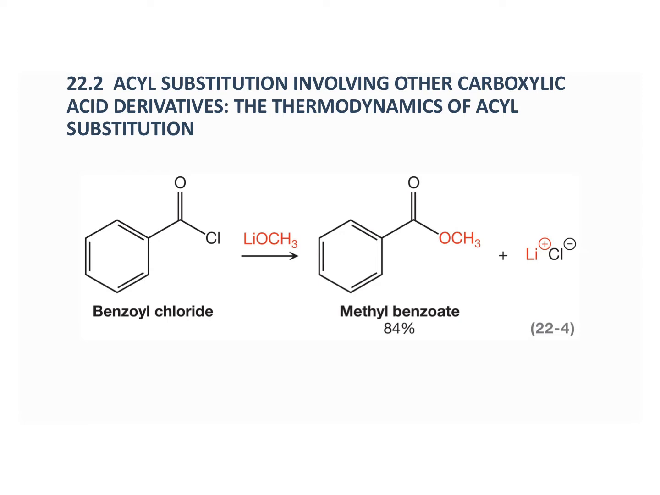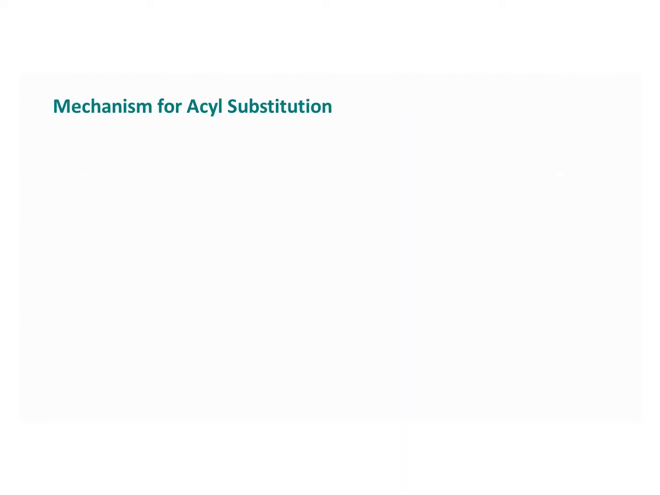And so what we're seeing here is that CH3O- can displace chlorine from an acid chloride like benzyl chloride to produce an ester. So we go from an acyl chloride to an ester. And so now we have a new functional group. So let's look at the mechanism for how this occurs.